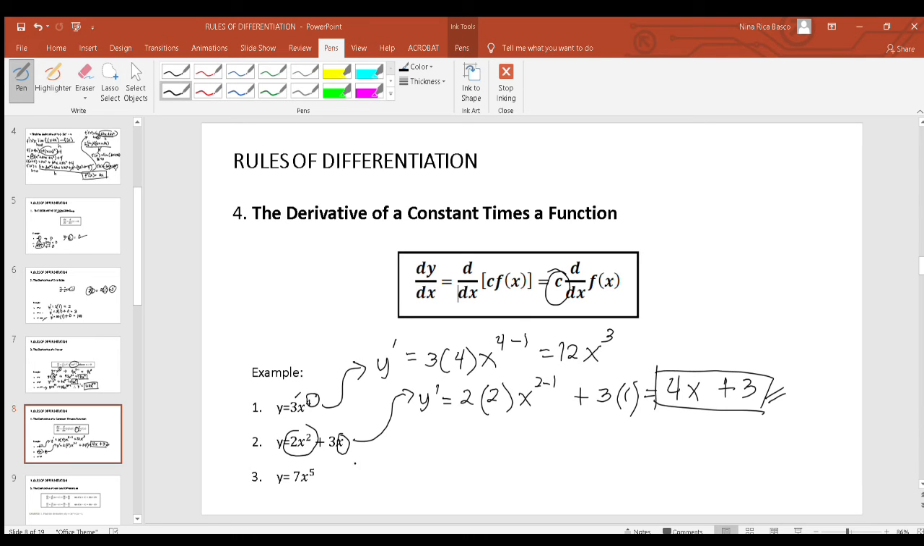How about the last one? Y is equals to 7x raised to 5th. Okay? I-write natin ulit yung coefficient, which is the 7, multiplied by exponent, which is 5, and then x raised to 5 minus 1. Okay? Power rule ulit yan. Is equals to 7 times 5, 35, x raised to 4.